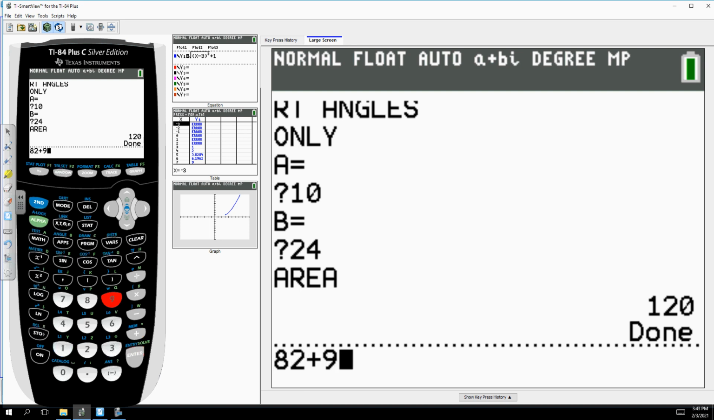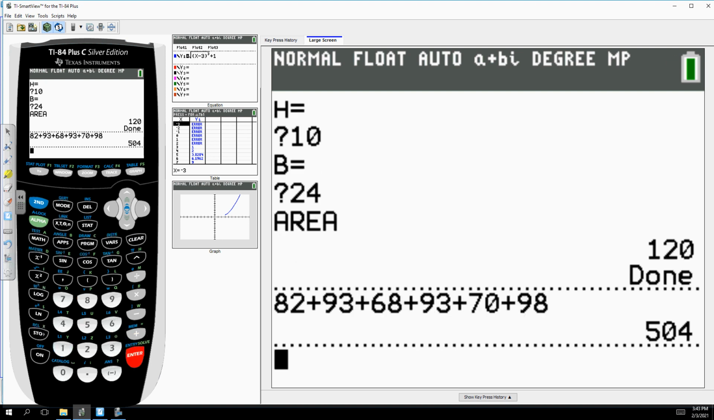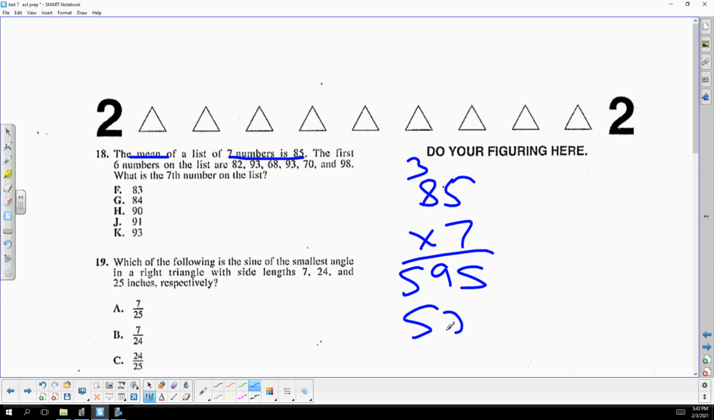82 plus 93 plus 68 plus another 93 plus 70 plus 98. I'm always scared I'm going to press a wrong button on the calculator. 504 is the total. So the missing number is what's subtracted: 91, answer J.